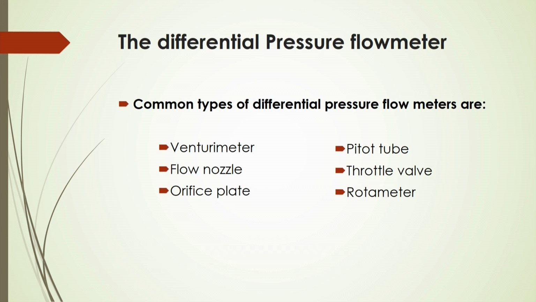Based on that we have discussed differential pressure flow meters like Venturi meter, flow nozzle, orifice plate, Pitot tube, throttle bulb, and rotameter. All those are differential pressure flow meters. But the rotameter is also called the area flow meter or drag flow meter, so we will discuss this flow meter here also.